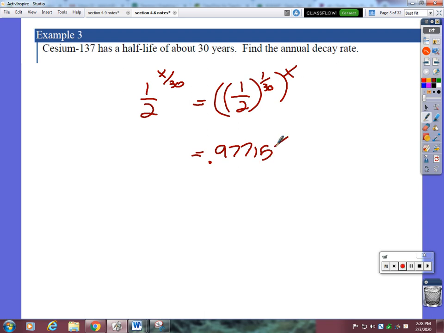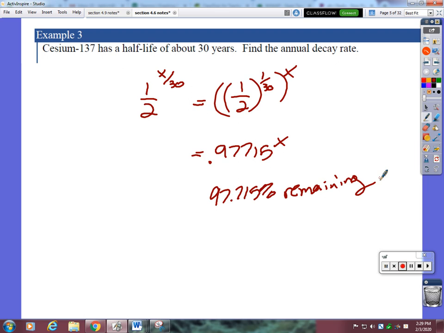0.97715. Okay, so that's how much is left after each year. So what's the decay rate? How do I figure out what the decay rate of this is? If this is how much is left, in other words, after each year I still have 97.715% remaining. Close, not quite. How do I figure out how much is going away if this is what percent is remaining?